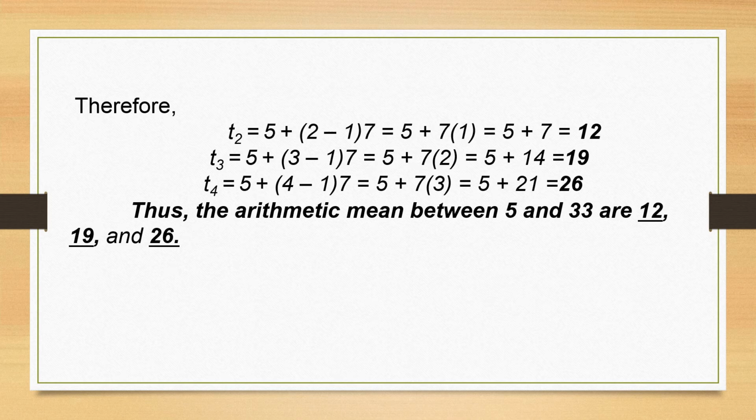For the fourth one, we have 5 plus the quantity of 4 minus 1 times 7, because n at this time is 4, meaning it refers to the fourth term. That is equal to 5 plus 7 times 3, which is 5 plus 21, or 26. So we have the following three arithmetic means: 12, 19, and 26.